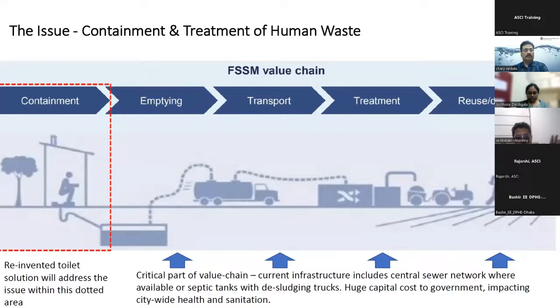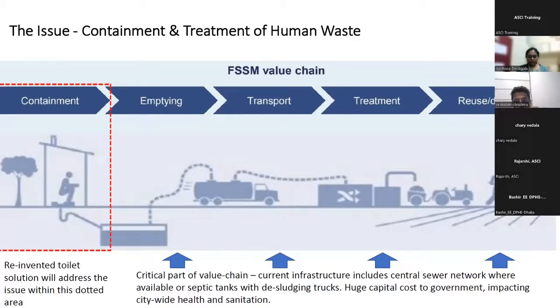It starts with containment at the point where the waste is generated. It gets into an on-site system, which could be a holding tank, a septic tank. Then it's emptied and transported to a treatment facility, and then it's reused or discharged. So as you can see, there are a lot of intervention points here where people have to deal with harmful germs and pathogens, as Professor Chari said. We'll have people emptying the septic tanks, and then taking it over to facilities for treatment.